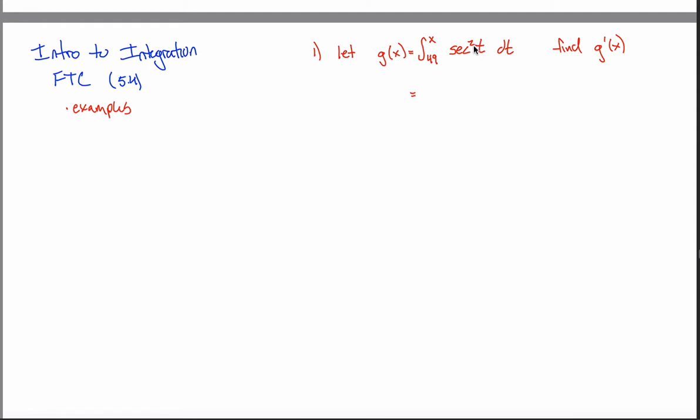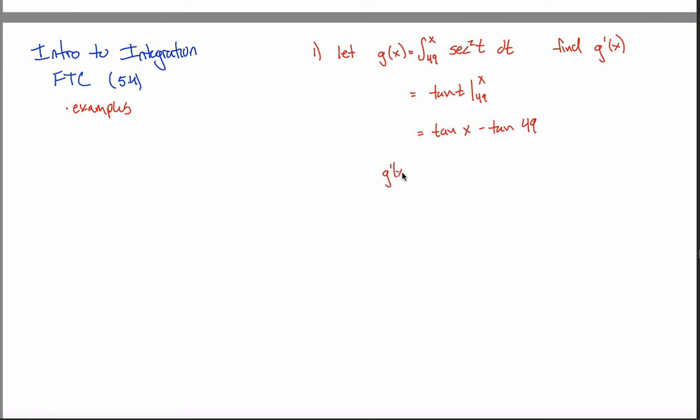The derivative of tangent is secant squared. So the antiderivative of secant squared would just be tangent of t. And so what I want to do is take tangent of t and evaluate it from 49 to x. And that's easy enough. All I got to do is change all the t's into x's and then change all the t's into 49s. And that gets me here. What I've done is I've rewritten this function g of x. g of x is this.